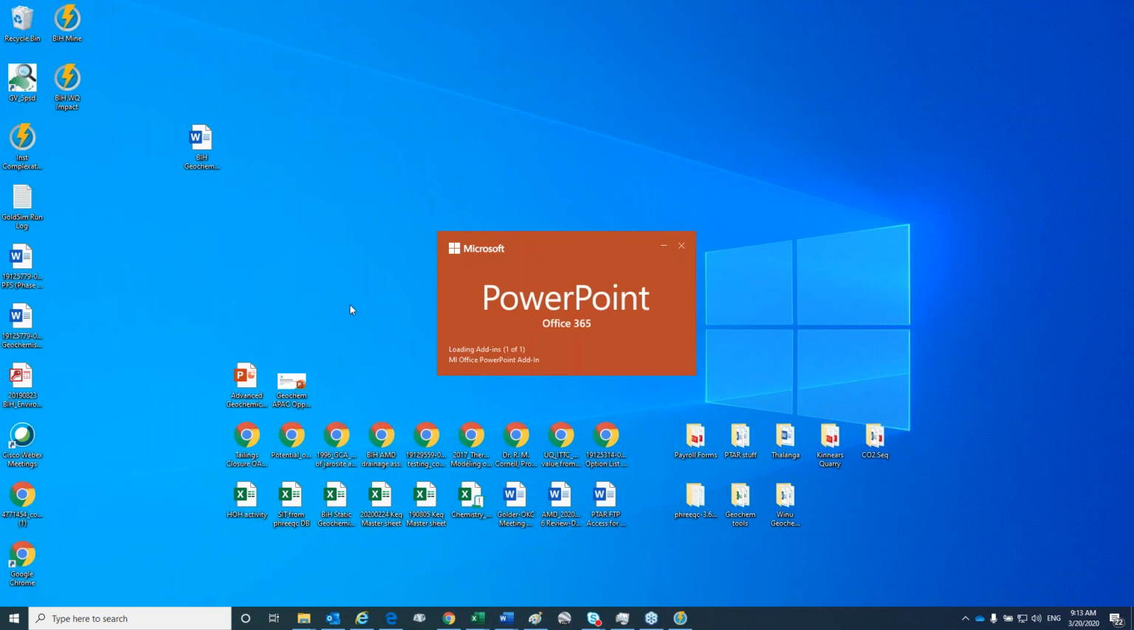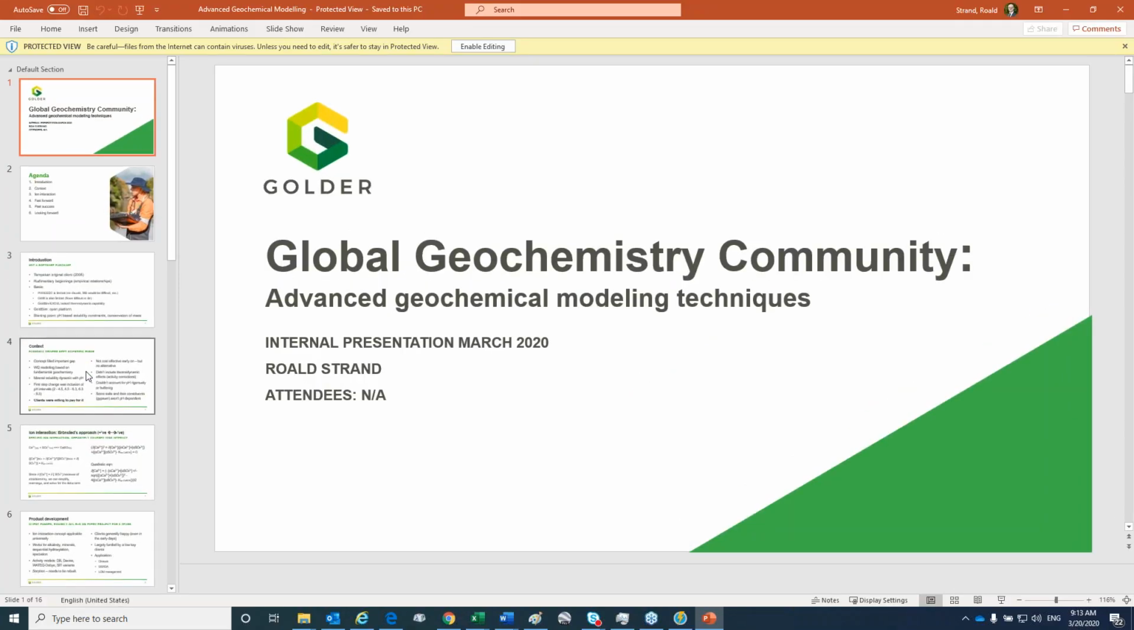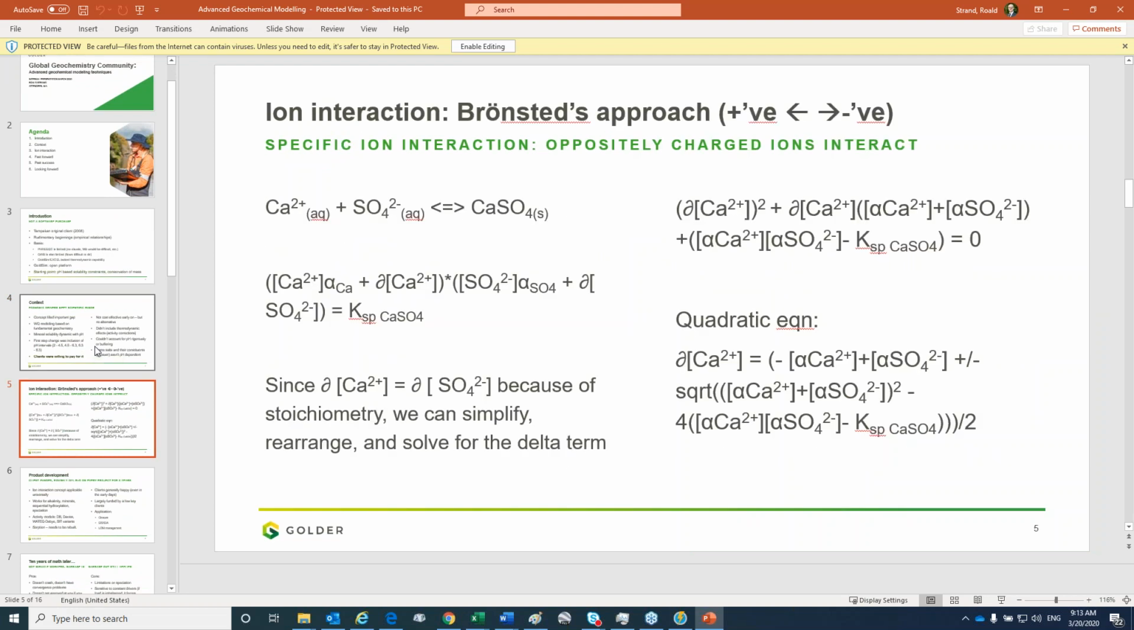I don't know if you guys can see this screen. I'm just opening up PowerPoint, and I'll give you a very brief walkthrough of how that algorithm actually pans out, because it's a little bit complicated, but it's worth knowing.